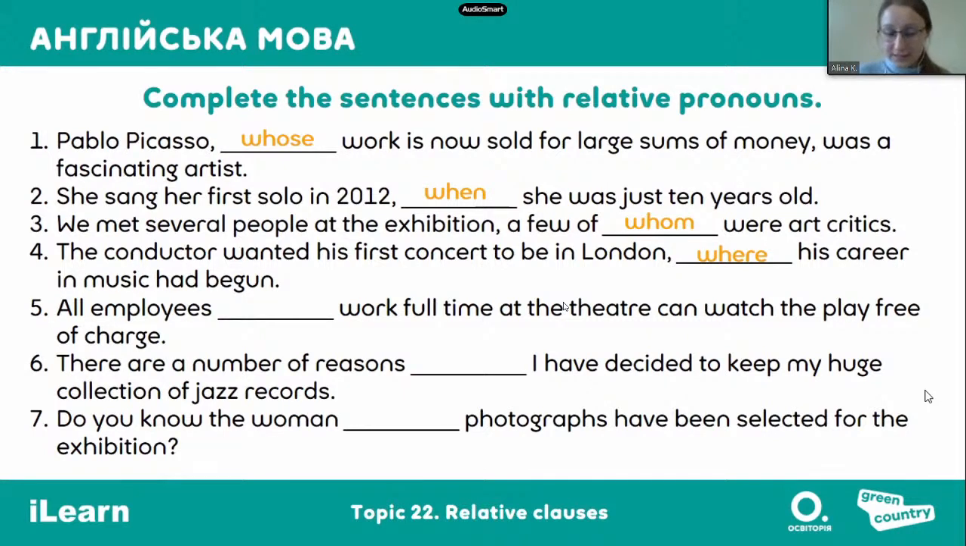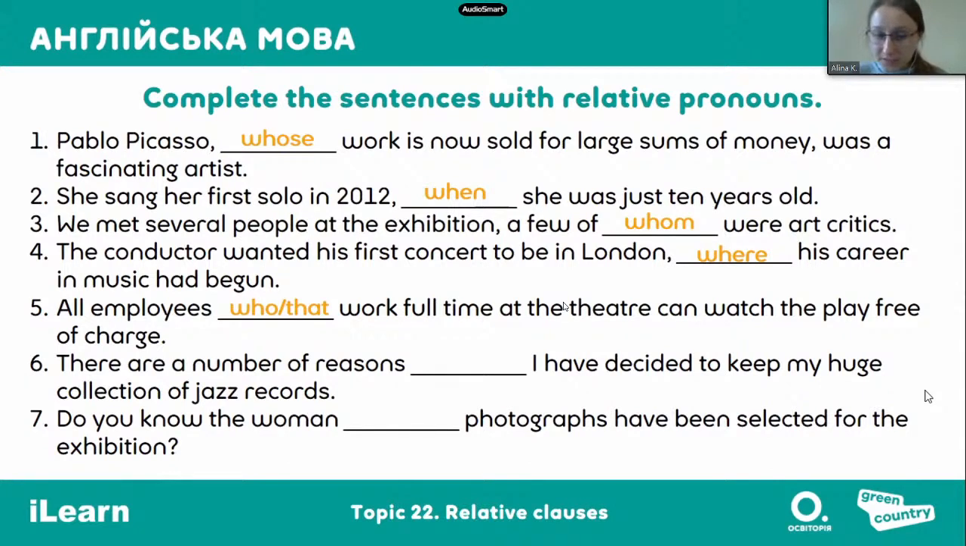Okay, number 5. All employees, gap, work full-time at the theater, can watch the play free of charge. Employees, people, what can we use? Who? Can we substitute that with that or not? Yes, we can. So we can use either who or that. Great.